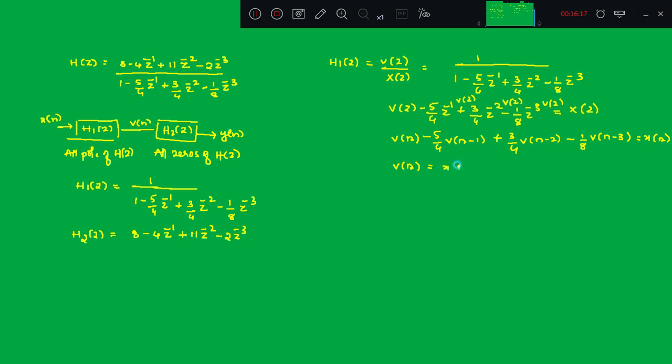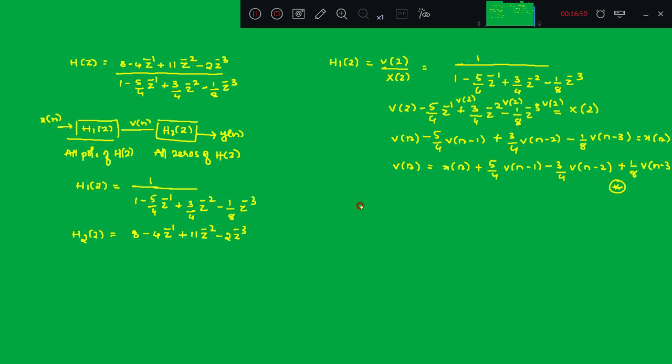So here it is x(n). Let me take all these terms this side. So x(n) plus 5 by 4 v(n minus 1) minus 3 by 4 v(n minus 2), next plus 1 by 8 v(n minus 3). So this is one difference equation, that is the output of H1(z) in terms of x(n).